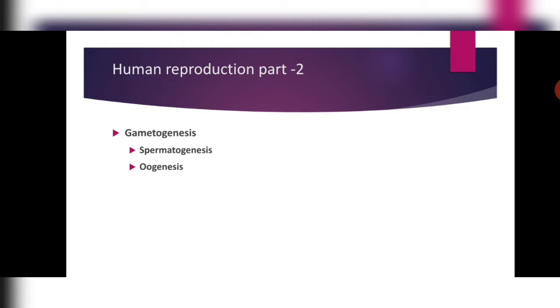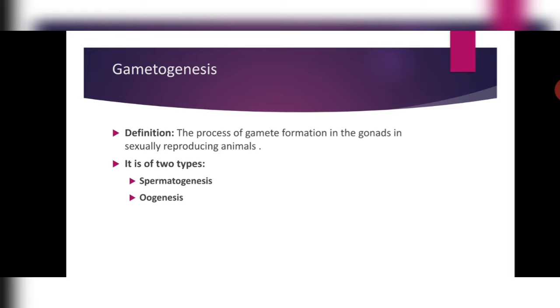Today we will be discussing human reproduction part 2, where we shall deal with the process of gametogenesis, which is further divided into spermatogenesis and oogenesis. Let us first start with the definition of gametogenesis. The process of gamete formation in the gonads of sexually reproducing animals is known as gametogenesis. Haploid gametes are formed as a result of this process. It is of two types: spermatogenesis, which occurs in male, and oogenesis, which occurs in female.